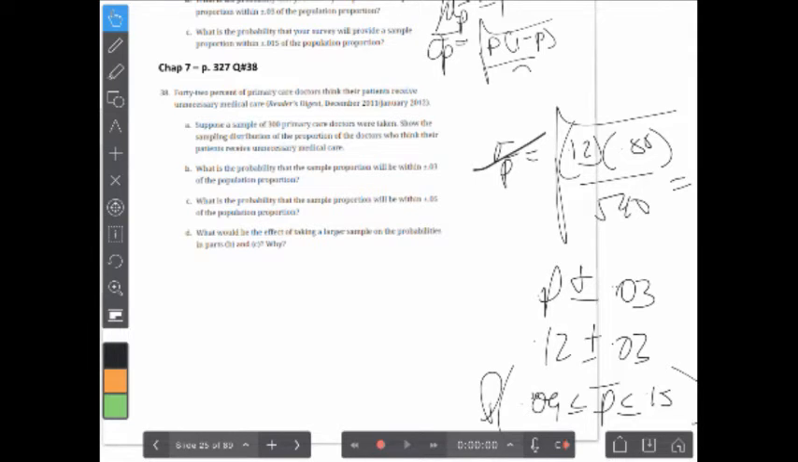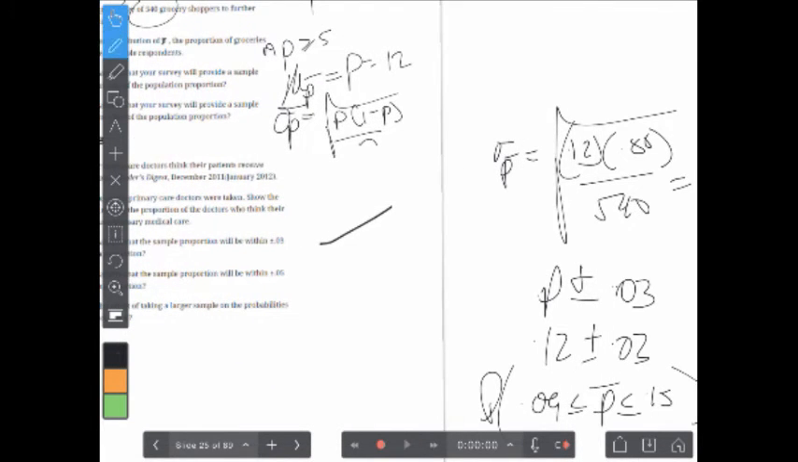What would be the effect of taking a larger sample on the probabilities? What will end up happening is that your standard error will get smaller. If you look at the formula for the standard error, if I take a larger sample, say 1,000, my standard error gets smaller. If my standard error gets smaller, then my Z values get larger. So as my Z values get larger, I should have more area between those points. Let's see if we could illustrate this for you.